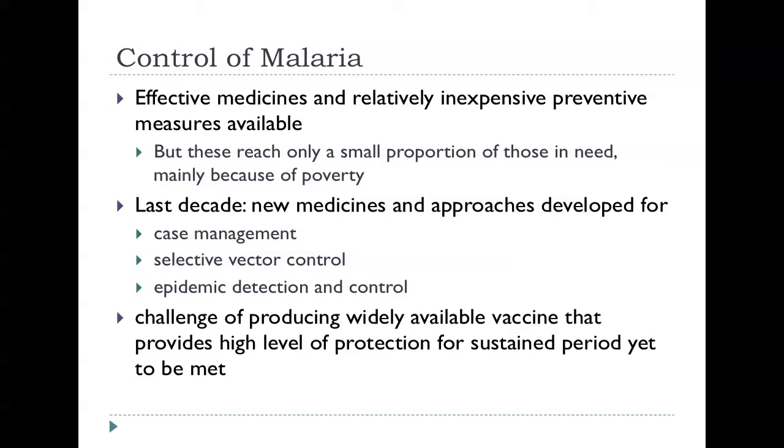So how do we control malaria? What are the options that we have available to us? We have effective medicines and relatively inexpensive preventative measures, but it's hard to roll these out across the world because they're not reaching everyone that needs them, largely because of poverty, but other reasons as well.